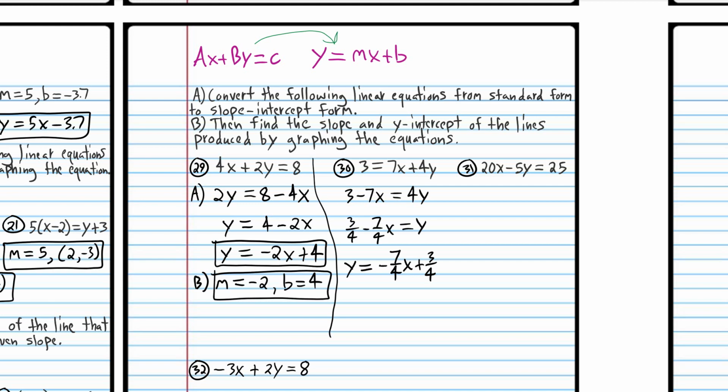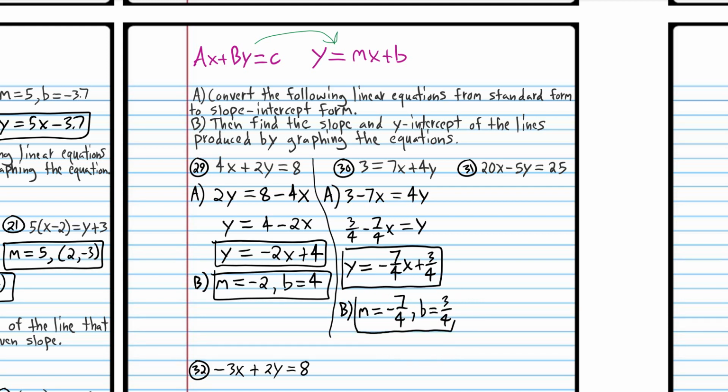That looks right. And so that is slope-intercept form. That's part A of these problems. And then part B, now it's in slope-intercept form, so we can see the slope is the number next to the x, and the y-intercept is the other number. So that is the answer for number 30.